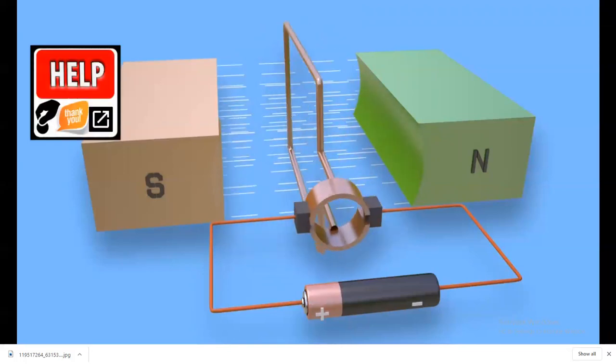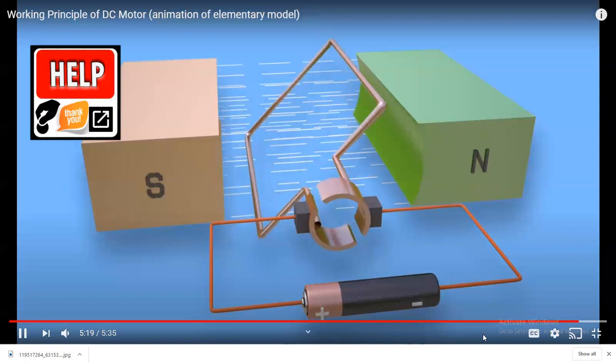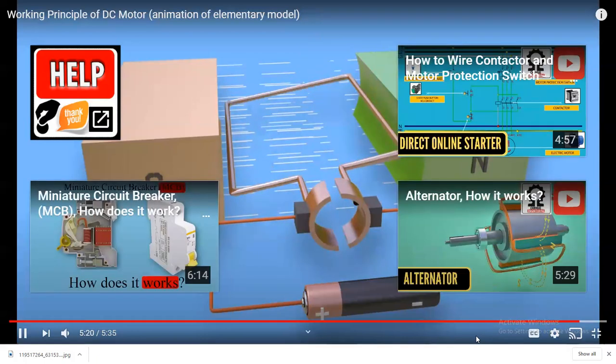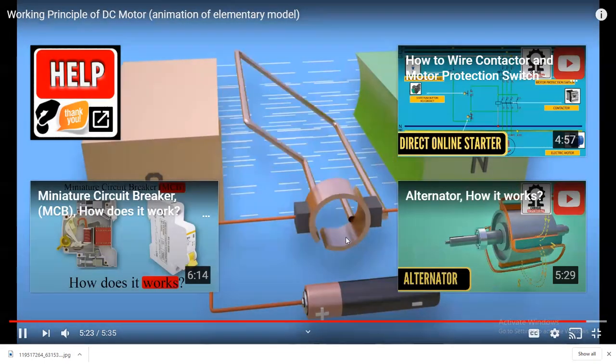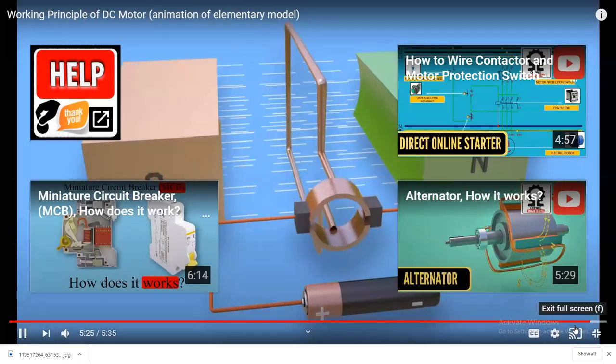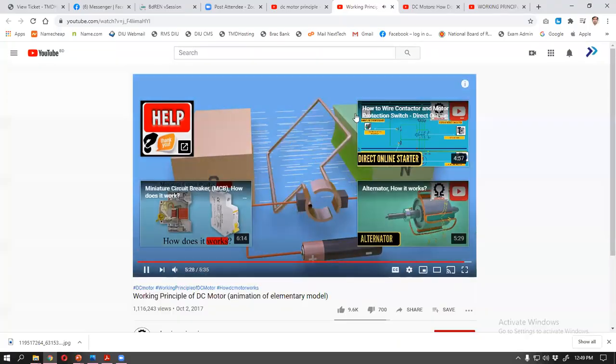Instead of a single turn, in a DC motor we have many turns on a major coil. And instead of two poles, a number of poles are installed. I hope that you like it.